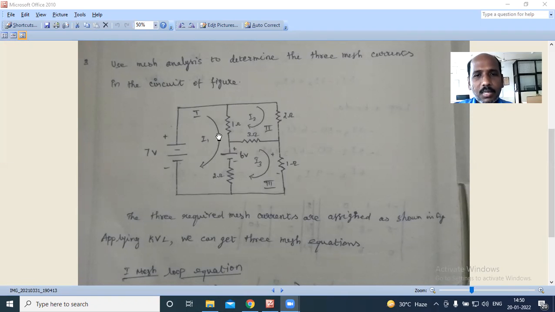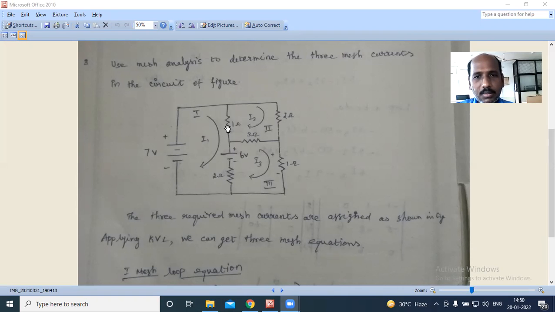For example, if they ask to determine the current flowing through the 1 ohm resistor, if you know the mesh current flowing through the first mesh and the second mesh, then the difference between these two will flow through the 1 ohm resistor, right? Here, first I will explain how to find the various mesh currents, right?